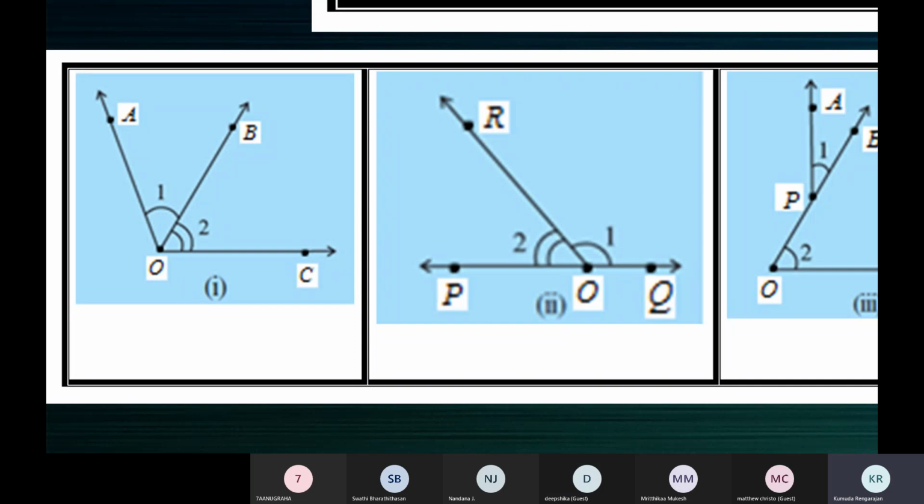Yes, ma'am. Adjacent angles need not form a linear pair. See now in figure 1, 1 and 2 are adjacent angles, but they need not form a linear pair. 1 and 2 do not form a linear pair in figure 1. While in figure 2, 1 and 2 are adjacent angles, and they also form a linear pair.